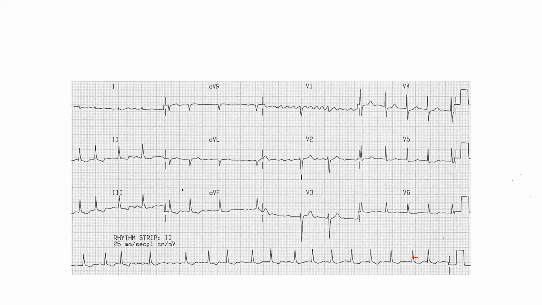QRS duration. Is it wide, normal or narrow? It's a narrow complex, you can take normal or narrow. Okay, fine, narrow. What is the next question? Is it regular or irregular? Now you have to tell me that. It's irregular, sir. So what's the diagnosis? Atrial fibrillation. Fantastic. This is a simple atrial fibrillation.